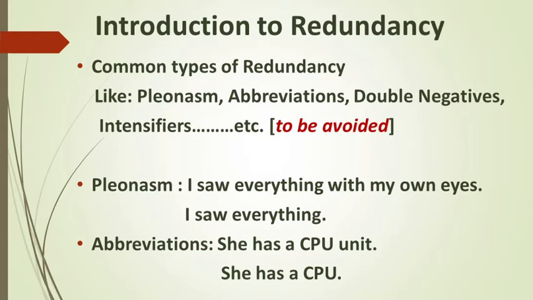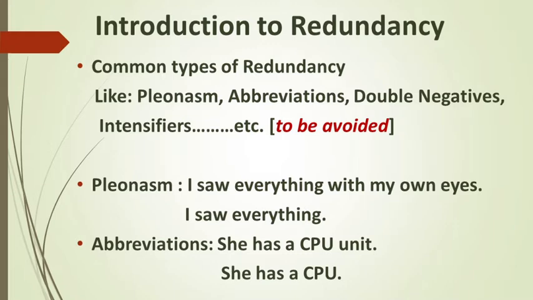Pleonasm. Pleonasm means the use of more words or phrases than are necessary to convey meaning in a sentence. Example, I saw everything with my own eyes. I saw everything. So, here 'with my own eyes' are the unnecessary or needless words used in the sentence. So, we need to learn to avoid the needless use of pleonasm in sentences.